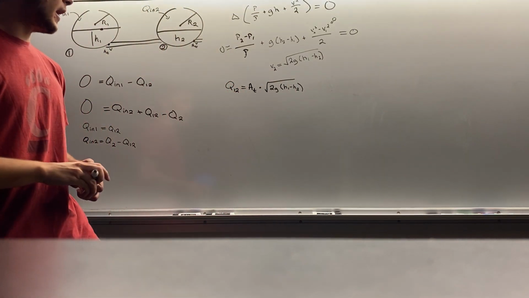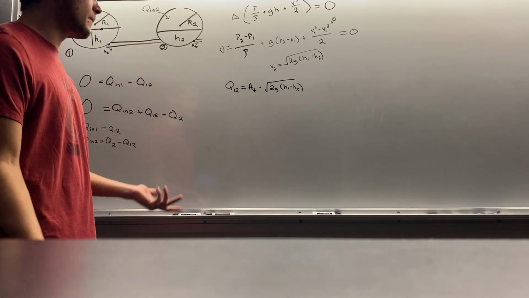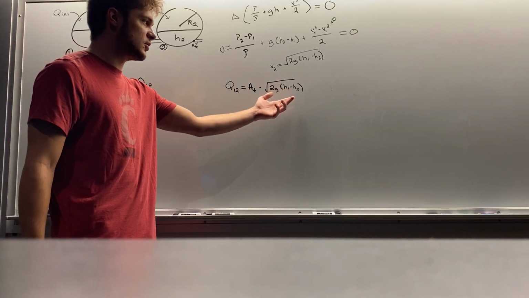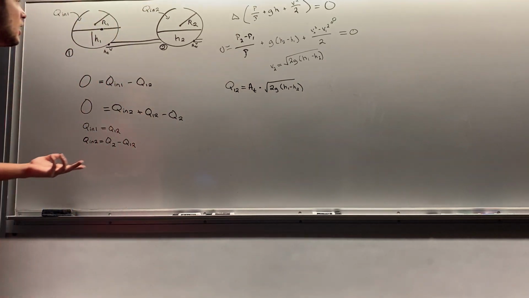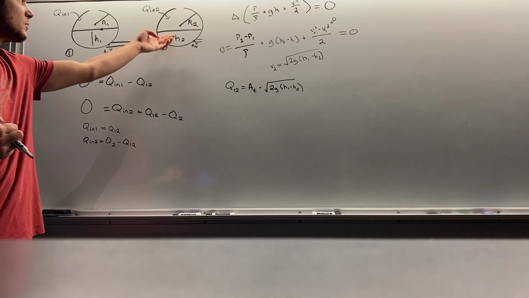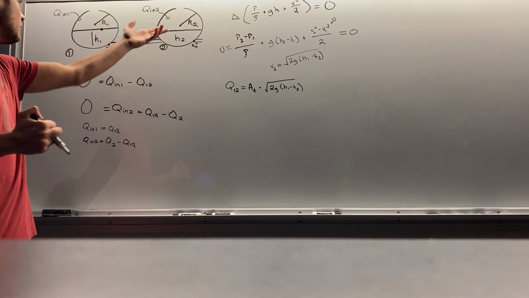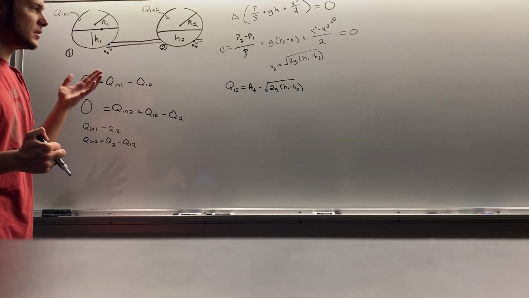And there. And we might already be seeing a problem here. So what happens if H2 is bigger than H1? We can think about it like this. If there's more water in this tank, the water won't be flowing that way. It'll be flowing the opposite.